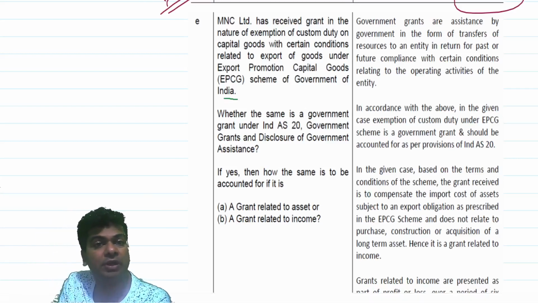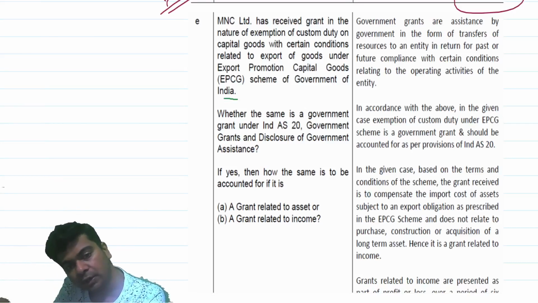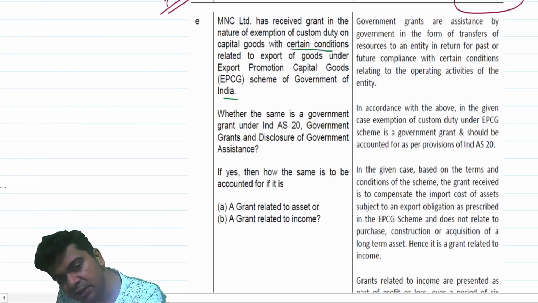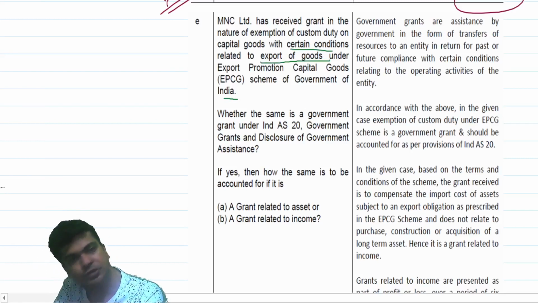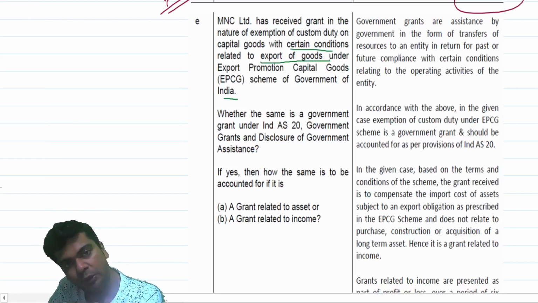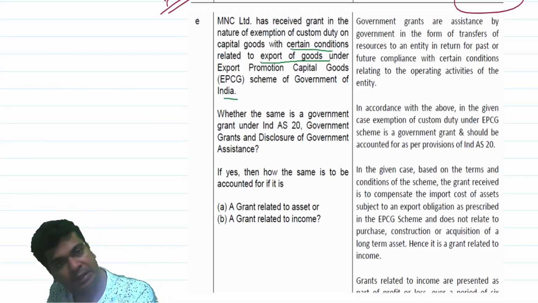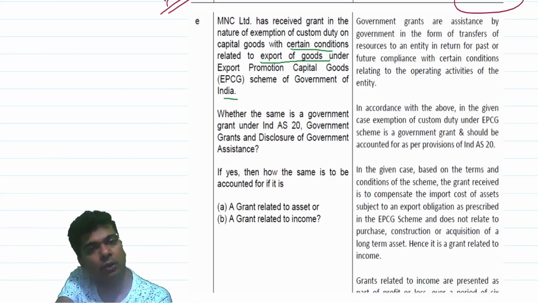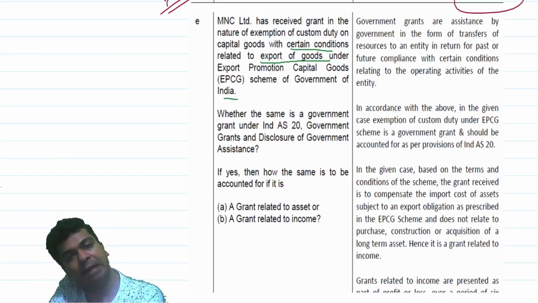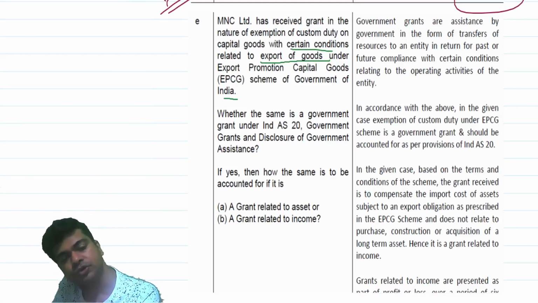Now see, custom duty is required to be paid when you are importing something. Okay. So what they are saying is that there are certain conditions related to export of goods. For example, I am importing raw material, manufacturing the goods in India, and then I am exporting those goods. Government scheme is that if you are exporting the goods, then certain exemption will be available on the custom duty that you have paid on your imports.